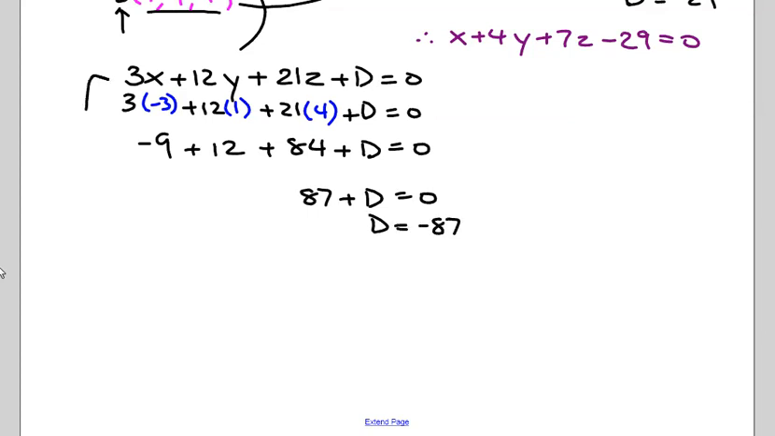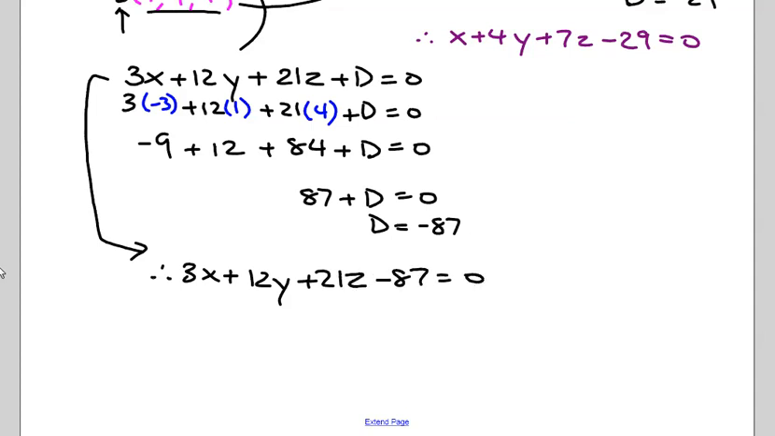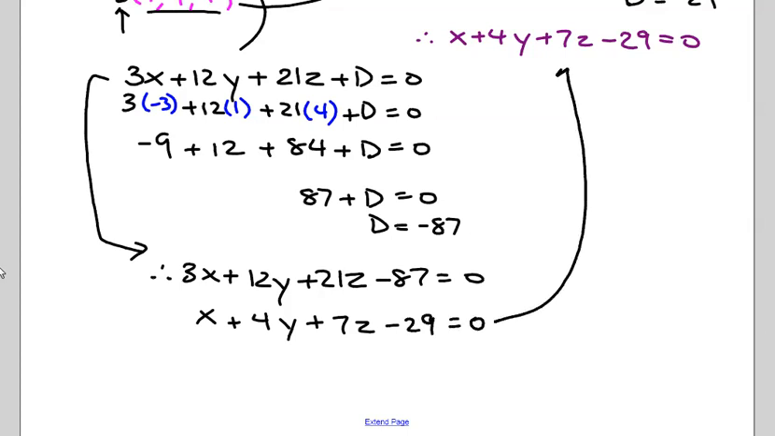So I'm going to rewrite this. Therefore, 3x plus 12y plus 21z minus 87 is equal to 0. If I hadn't reduced before, and I kept the 3, the 12, and the 21, I would have gotten this equation. But notice that each of the coefficients and the constant at the end can all be divided by 3. And so if I divide by 3, I would then get x plus 4y plus 7z minus 29, which is this one right here.